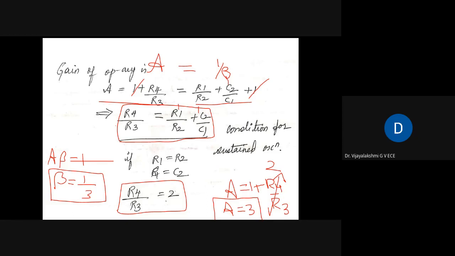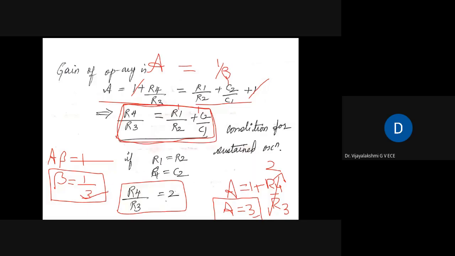Fine. So this is about the Wien bridge oscillator, its operation, the derivation of the frequency of oscillation and the condition for sustained oscillation. Only if this condition is satisfied, I get A equal to 3 and beta equal to 1 over 3. So let me take a small example on the Wien bridge oscillator.